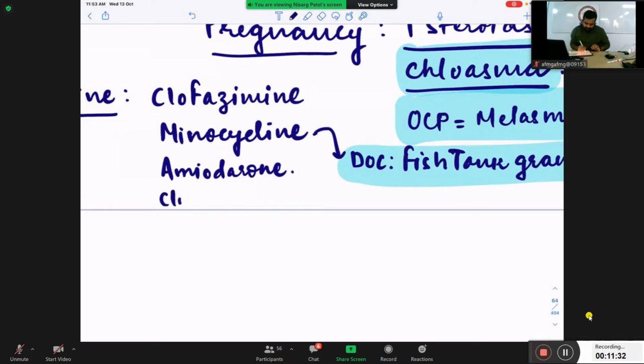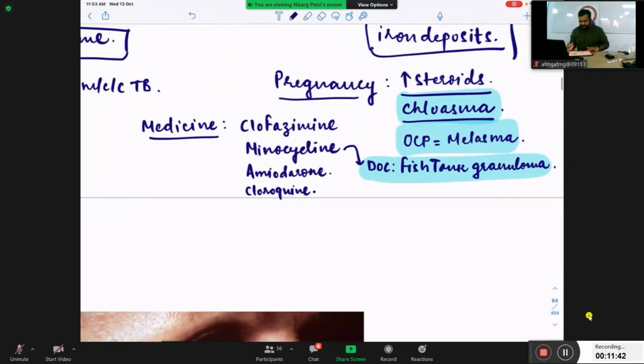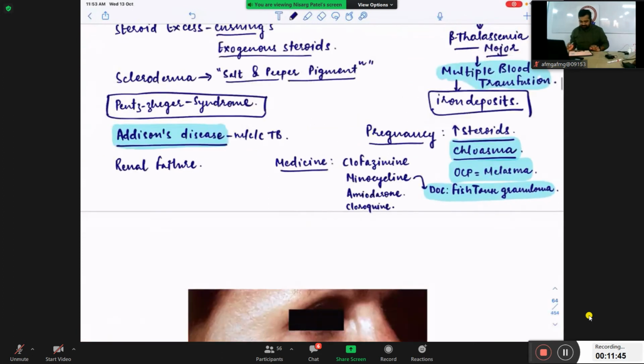After amiodarone, you all know chloroquine. These are the medicines that cause hyperpigmentation.